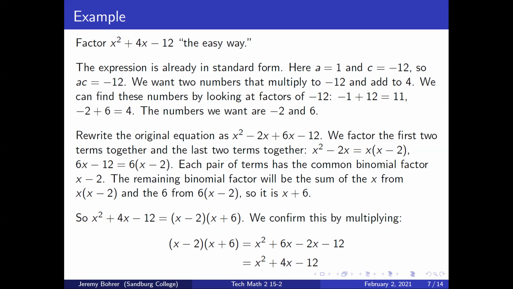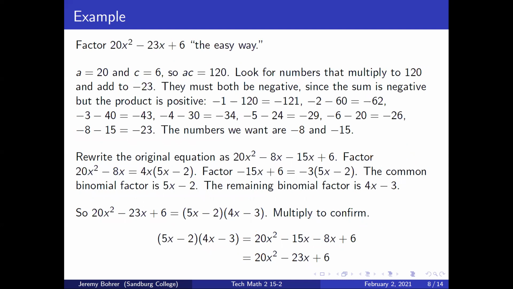We confirm this by multiplying. We FOIL out (x minus 2) times (x plus 6) to get x squared, that's x times x, plus 6x, which is 6 times x, minus 2x, which is negative 2 times x, minus 12, which is negative 2 times 6. And when we combine those terms, we get x squared plus 4x minus 12.